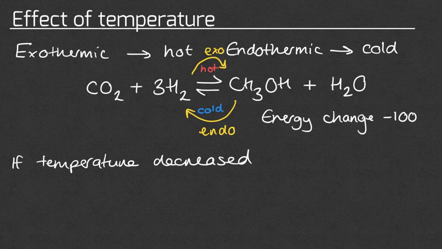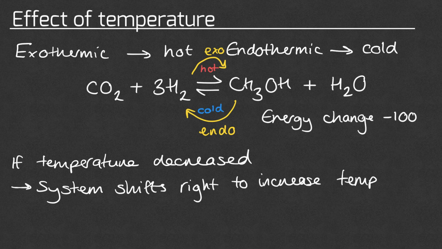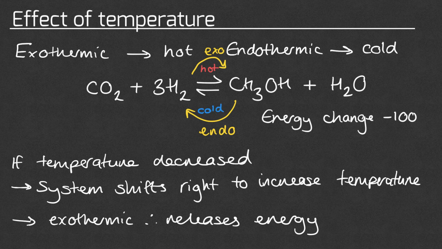If the temperature of the system was decreased, the system would shift to the right to increase the temperature. And you would do this because going to the right is exothermic, that would release energy. So if we have decreased the temperature, we've made it colder, the system's going to want to do the opposite, which means going to the right, because exothermic will make it hotter. But we need to give our answer in terms of energy changes.